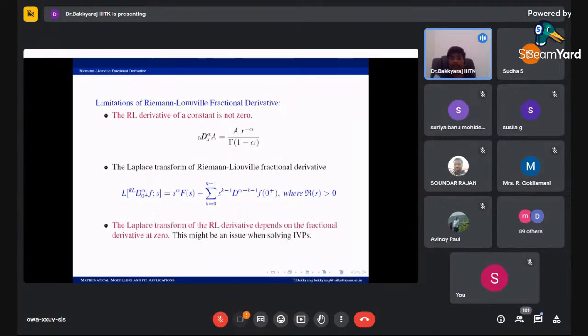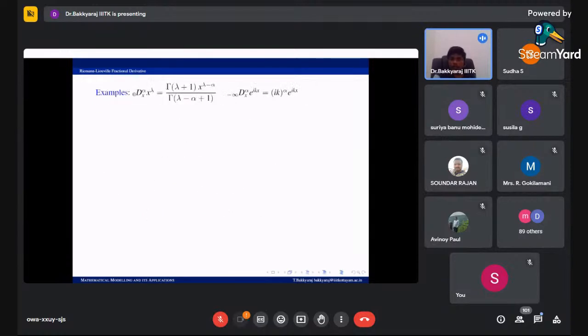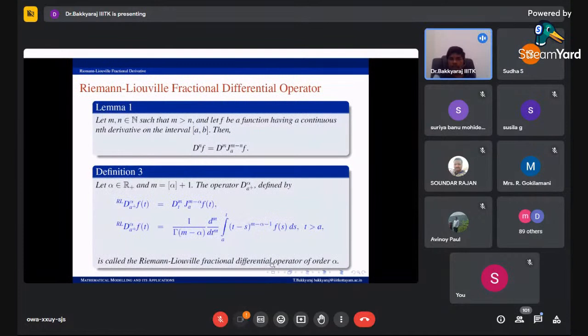But I would like to stress that point also. So here you see that if you want to take a derivative of a function, it should be continuously differentiable. Then only you can take a derivative, right? Basically, it should be a continuous function. Then only you can take a derivative in the classical sense.